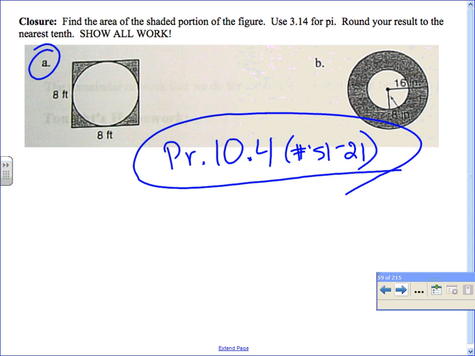Questions? Sean? Doug just went over that. 8 is the diameter. Okay? That's all I'm going to say. I want you guys to figure out the rest.